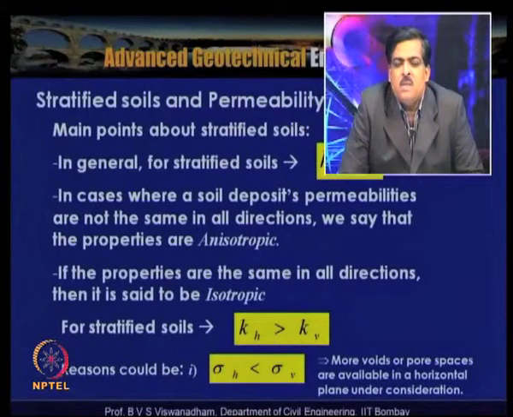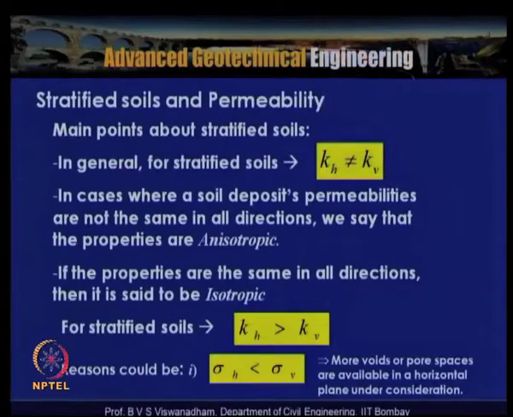The reason for this can be seen from the coefficient of earth pressure at rest, if you recall that one, which is K0 = sigma h by sigma v. When K0 is, say, 0.5, sigma h is equal to 0.5 times sigma v. That means for such stratified soils, sigma h is less than sigma v, and for that Kh will be greater than Kv. So more voids or more spaces are available in the horizontal plane under consideration.